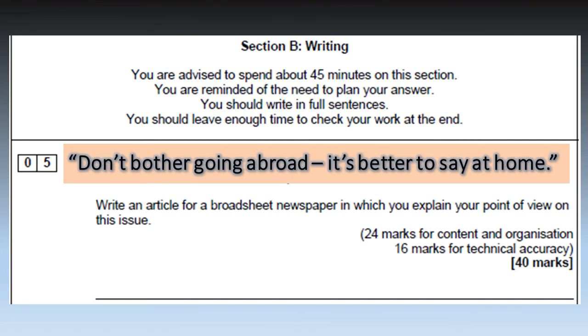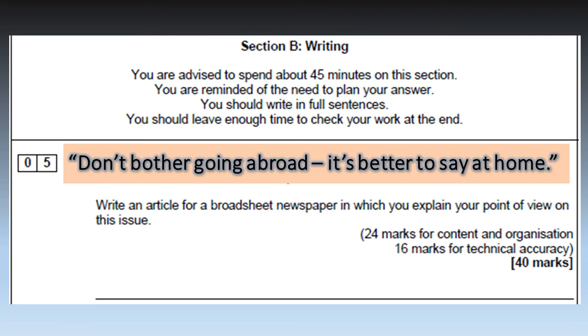We're going to be looking at this one here. So section B is the writing section, and this is what you'll see on the day. You're advised to spend about 45 minutes on this section. You're reminded of the need to plan your answer, which is why we spoke about those 5 minutes at the beginning of this time and what you can do with those. You should write in full sentences. You should leave enough time to check your work at the end. That's when we edit. Here's the question. Don't bother going abroad. It's better to stay at home. Write an article for a broadsheet newspaper in which you explain your point of view on this issue.